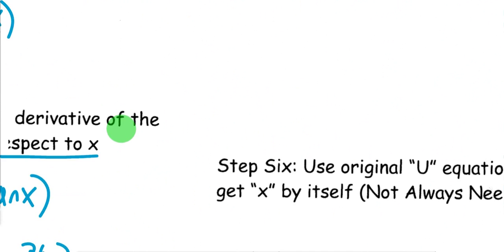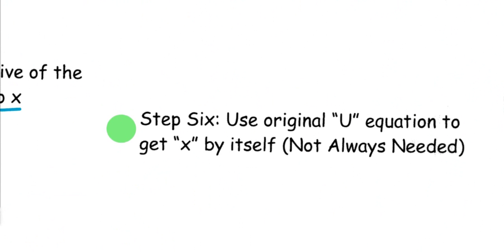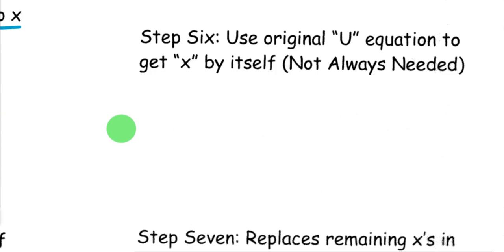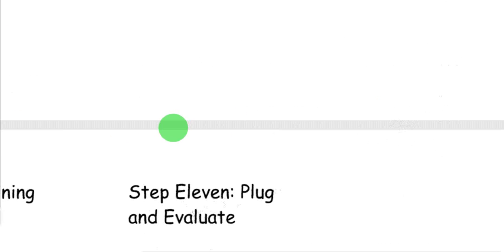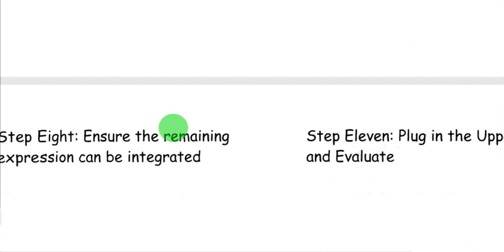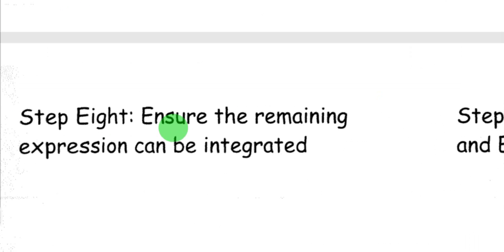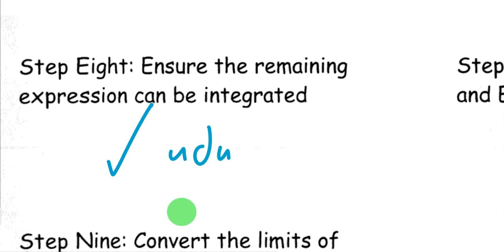If there are any x's, you have to get rid of them by using the original u equation to cancel it out, which we've seen before with u substitution. Same thing for step 7: you would replace any remaining x's in terms of u. All right, but step 8, can it be integrated? Well, I'm going to go ahead and check it off and say yes, because it's just u du. We can integrate that using the reverse power rule.